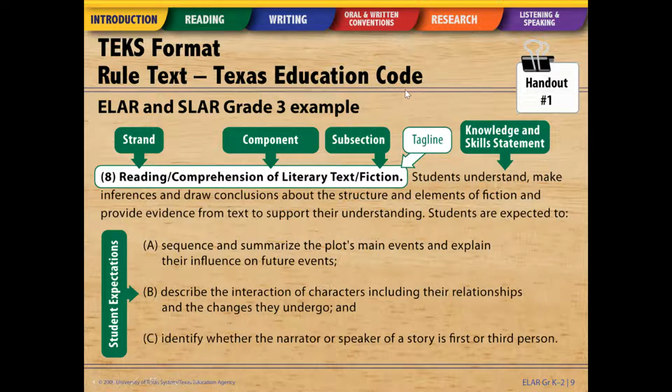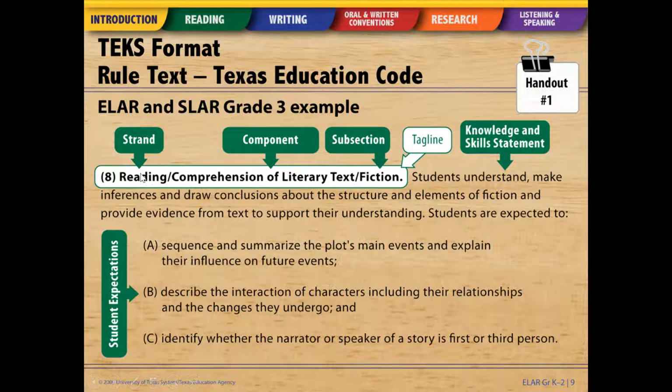So let's look at this example. We're looking at language arts. This is English, language arts, and reading, grade 3 example. So this is a TEK from the 3rd grade. 3rd grade TEKS, I should say. The beginning of the TEK lists the title of what you'll be teaching. So if you know you're going to be teaching fiction, you'll go to 3.8.